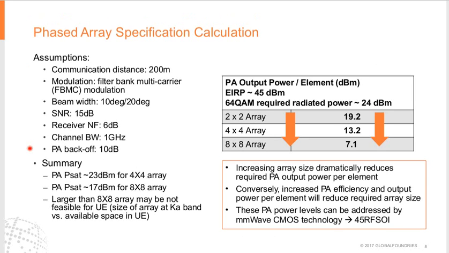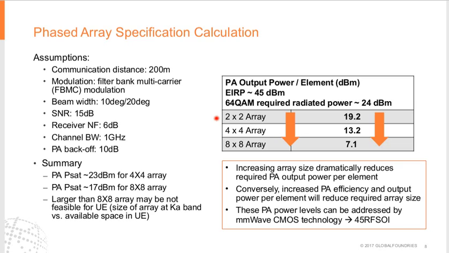These are the calculation assumptions. The communication distance is 200 meters. The modulation is filter bank multi-carrier modulation. The beamformer width is fixed. The signal-to-noise ratio is 50 dB. The receiver noise figure is 6 dB. And the channel bandwidth is 1 gigahertz. Considering this complex modulation, we think the PA is backed off 10 to 11 dB. Based on this calculation, the required EIRP is 45 dBm and the required radiation power is 24 dBm.